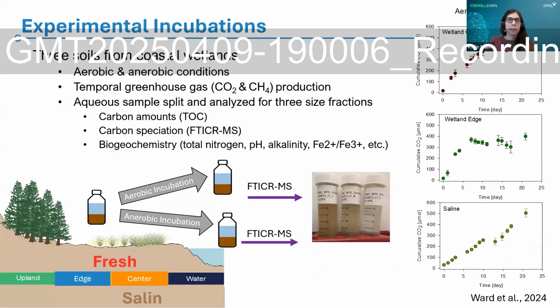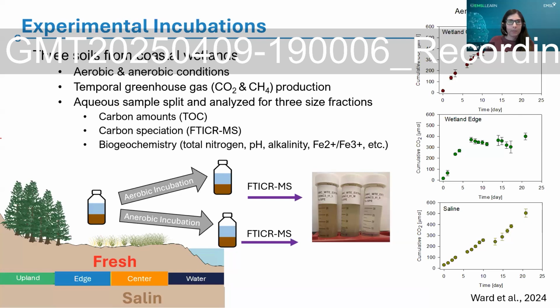The next example is also for incubations. These are incubations done for coastal wetland soils, completed under both aerobic and anaerobic conditions, where CO2 and methane production was measured over time. They collected aqueous samples temporally and analyzed them for a whole bunch of different parameters, but most important for the modeling efforts, they measured total carbon amounts, and they also looked at the carbon speciation using FTICR-MS.